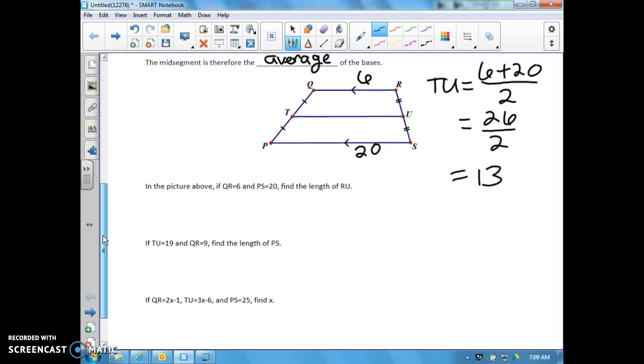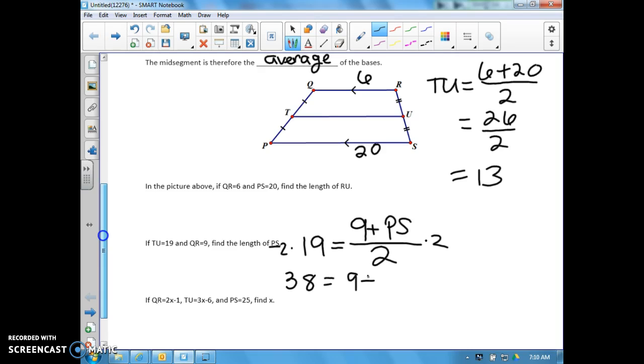If I want to find PS as opposed to TU, so wanting to find one of the bases, I set up my equation just the way I did. So the mid-segment, that's 19, TU, equals the average of the bases. Well, one base is 9, and the other base is PS. I don't know what PS is. Divided by 2. And I simply solve the equation. Multiply by 2 on both sides. Here I get 38 equals 9 plus PS. Subtract 9, and I get 29 is equal to PS.